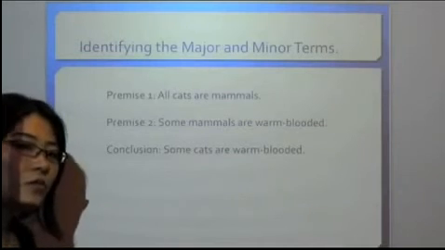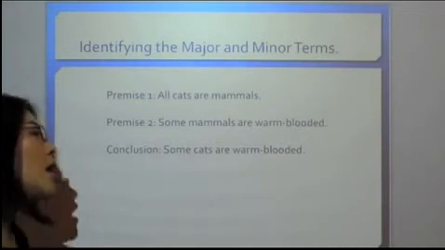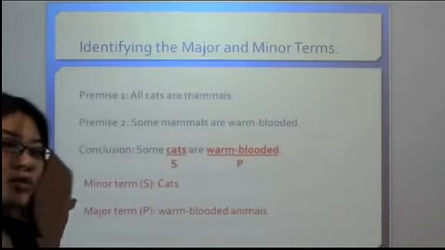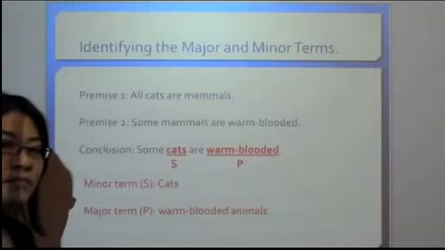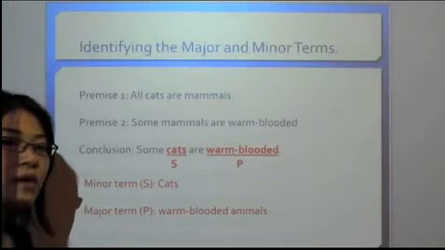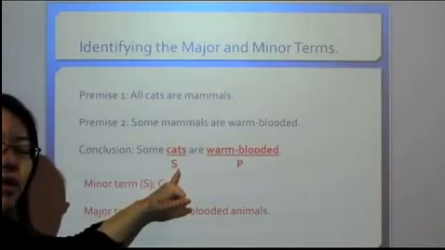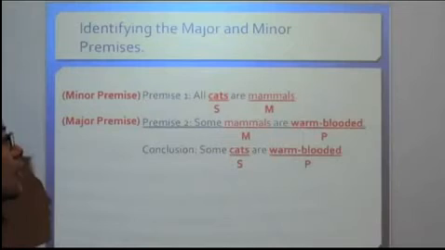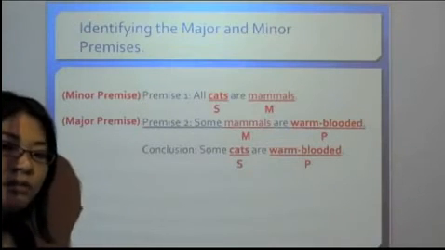So a little overview on what we just spoke about. Here we have an argument that was given to us in ordinary language, and we identified the premises and the conclusion. And now we want to turn it into standard form. To do so, we first identify the major and minor terms, and how we do so is identify the subject term of the conclusion and the predicate term of the conclusion. The subject term of the conclusion is the minor term, and the predicate term of the conclusion is the major term.